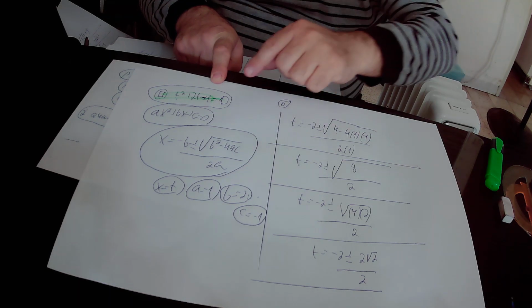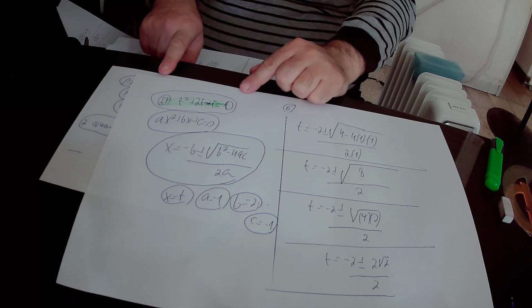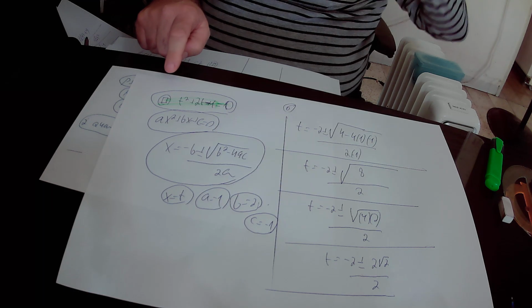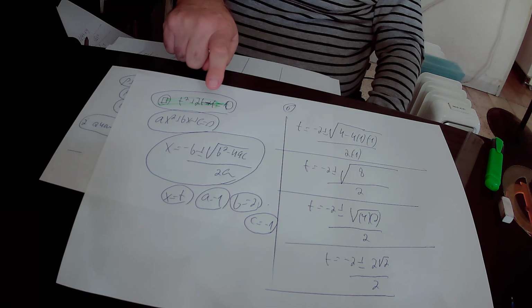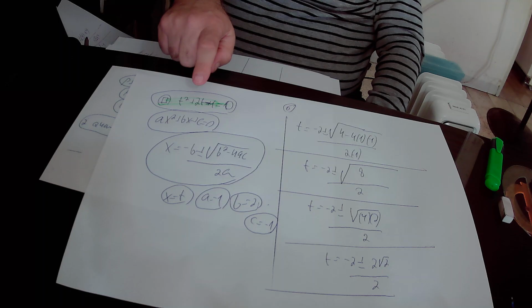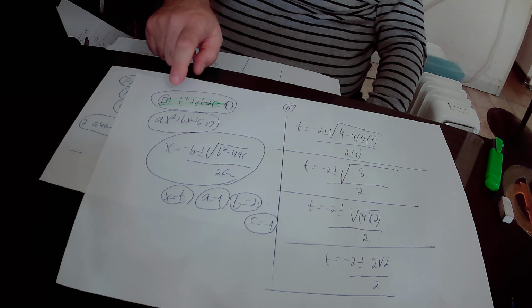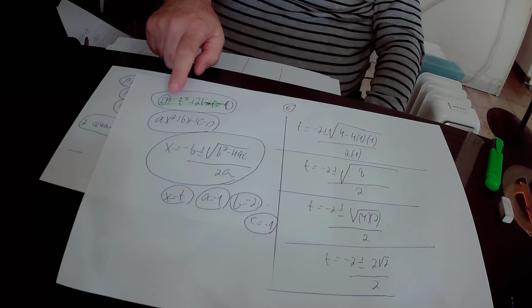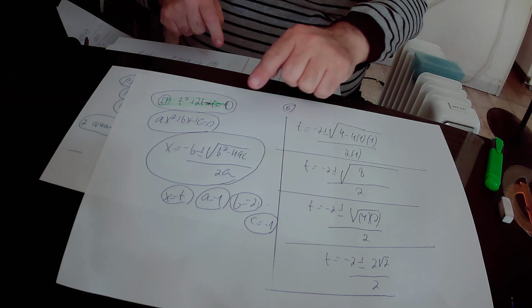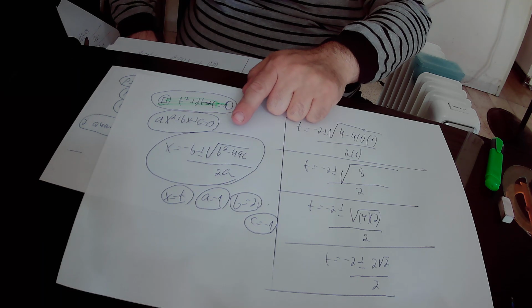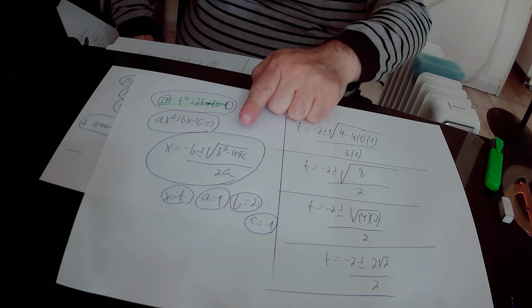So this is a quadratic equation, and the general formula for a quadratic equation is ax squared plus bx plus c equals 0. Here a, b, and c are the coefficients of the quadratic equation, and x is the variable that we are looking for. We find the value of x according to the following formula: x equals minus b plus or minus the square root of b squared minus 4ac, over 2a.